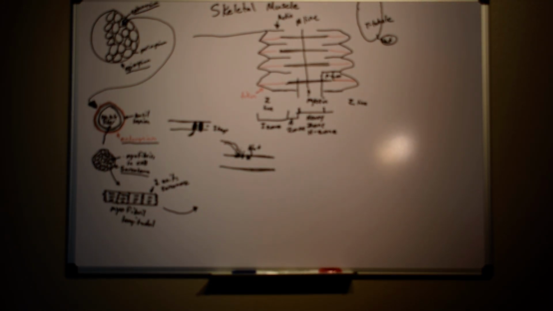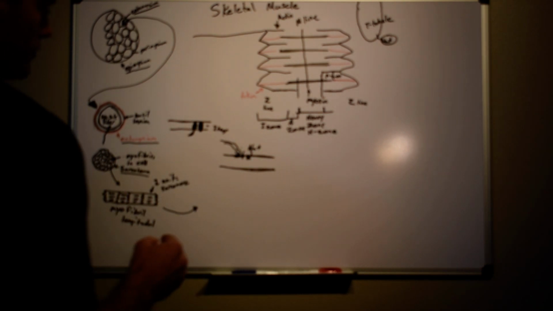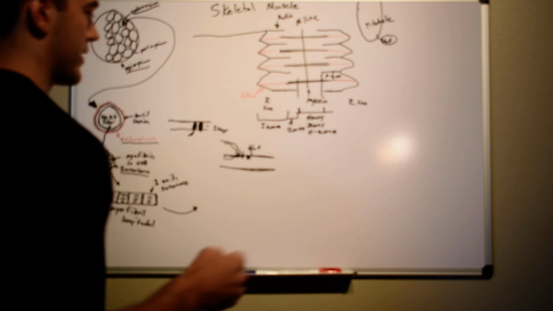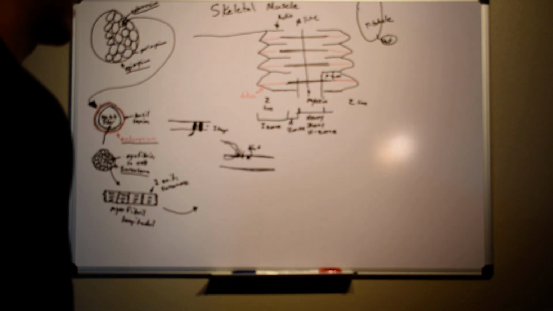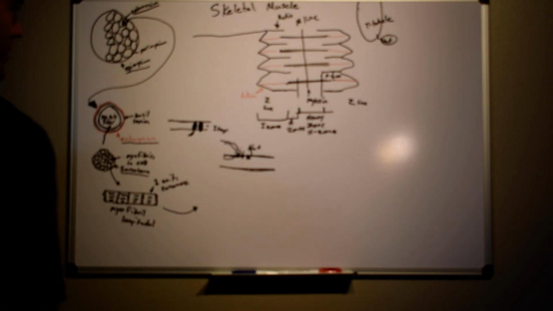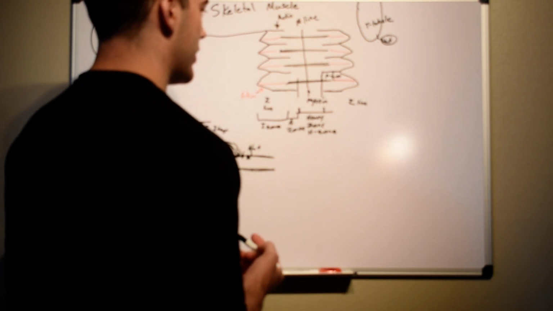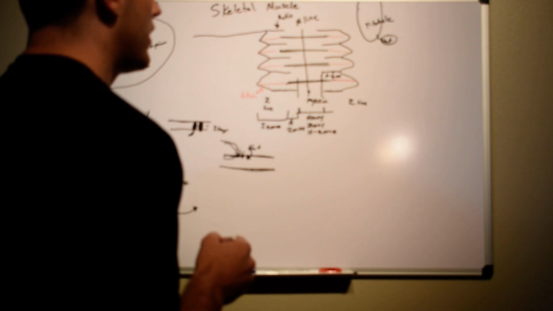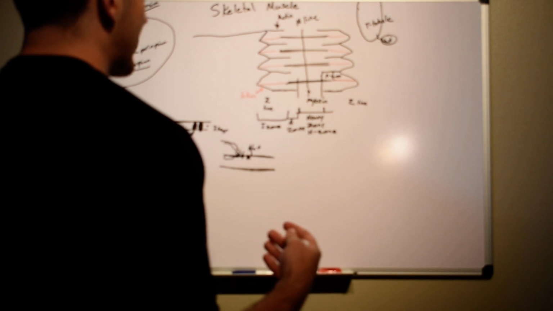We get the whole thing being depolarized, not just one little superficial portion of the muscle. Okay, because that would only contract one superficial part of it, and that's not beneficial to you. You want the whole thing to contract when you want it to. All right, so once that happens, what's our next step?